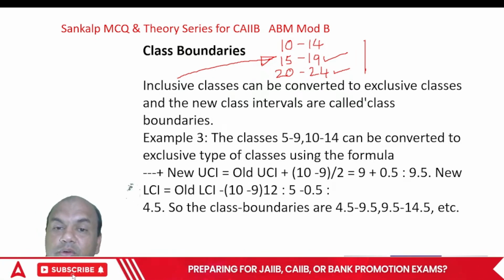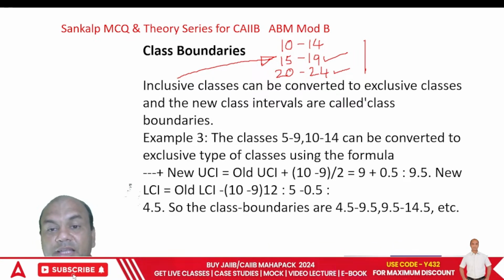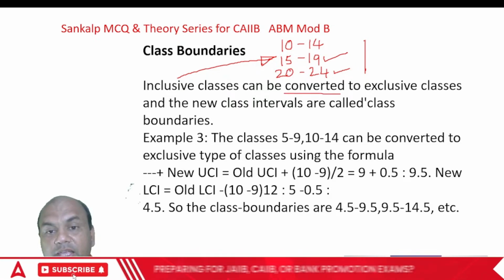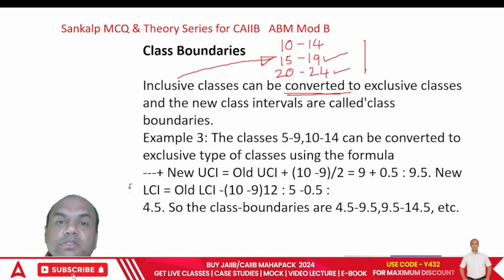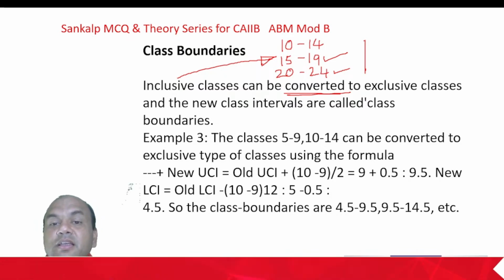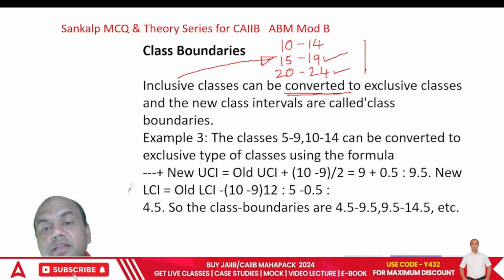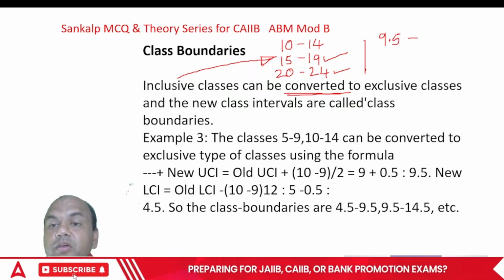Now if I have to convert this, inclusive classes can be converted to exclusive classes. So while solving any numerical, inclusive class has to be converted to exclusive class. What do you mean by this? See this, it's like this. This 10, what will I do? I'll take 0.5 on the earlier side, and 14 I'll take 0.5 on the later side. Okay, so it will be what? 9.5, and here 14.5.